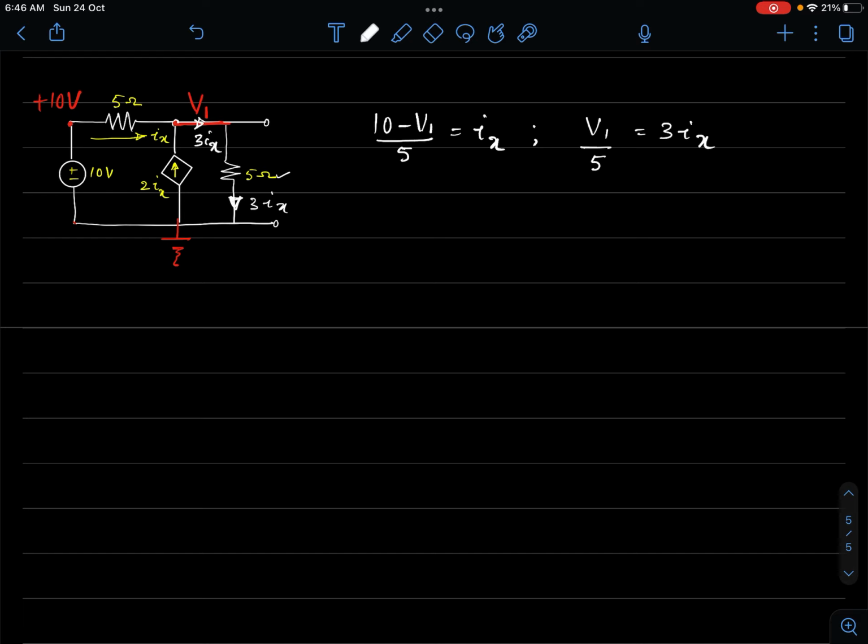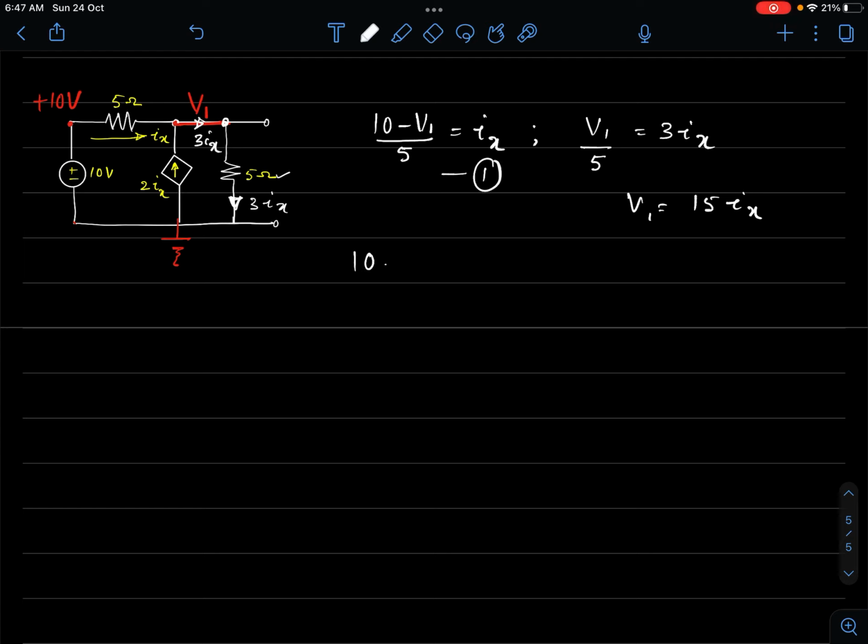So 3Ix can be written in terms of the voltage. That is, the potential of this node is V1 with respect to the datum. V1 divided by 5 is 3 into Ix. So I will be able to substitute one in terms of another. We are supposed to find out Ix, right? So I may have to find out what V1 is and then substitute. Then I'll be able to get V1 equal to 15 Ix. Alright, so I will substitute this in equation 1.